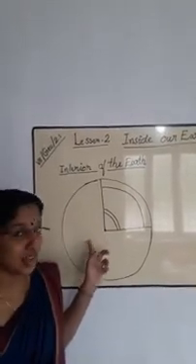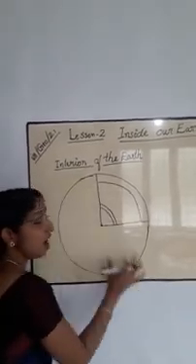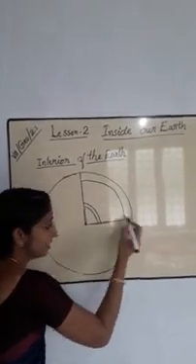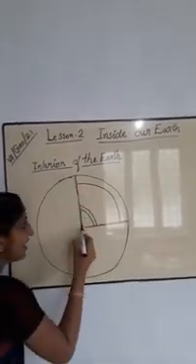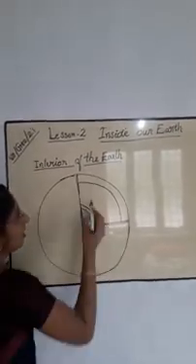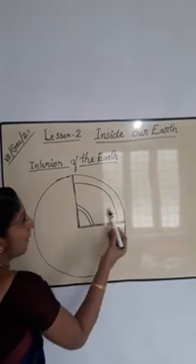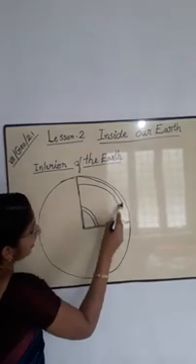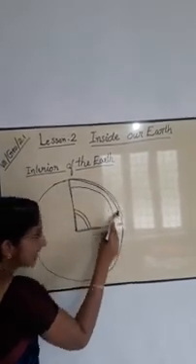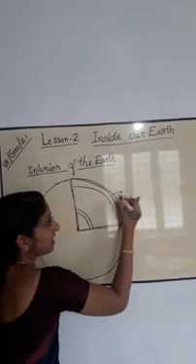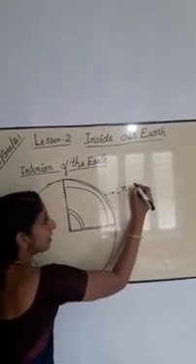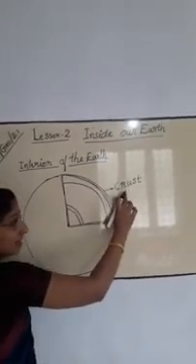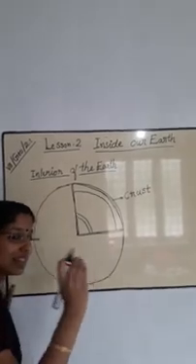Here you can see I am drawing the interior of our earth. When we cut our earth, just in imagination, we get several layers. The topmost layer is called crust. The topmost layer is crust. This is the thinnest layer of all.